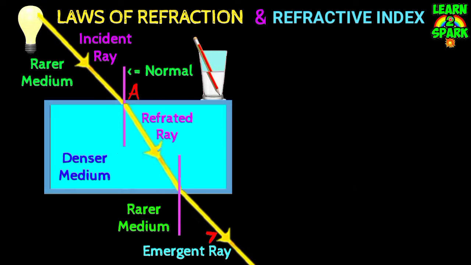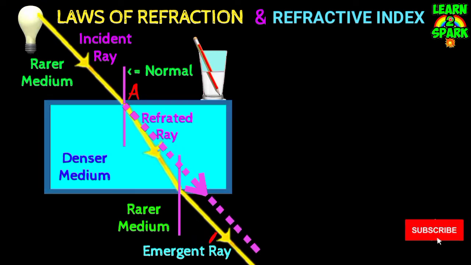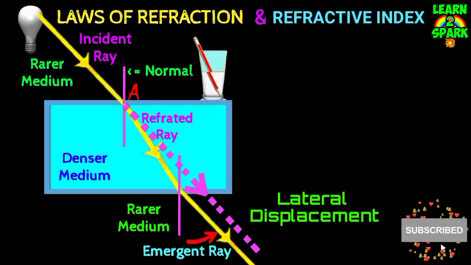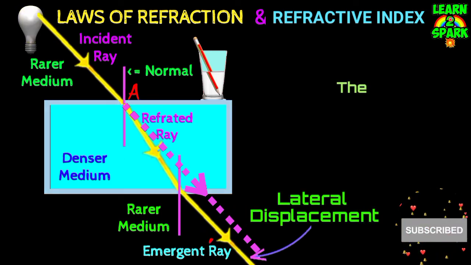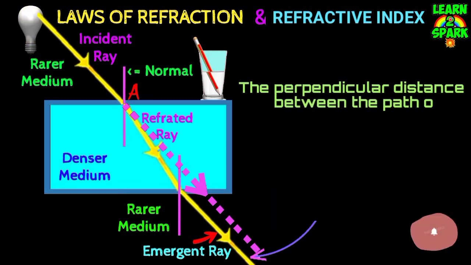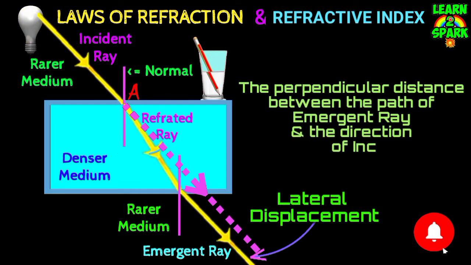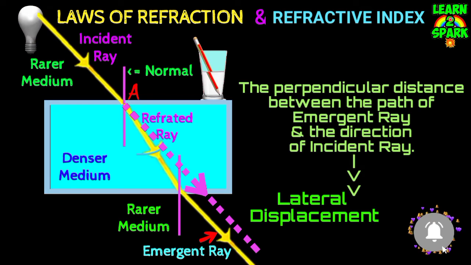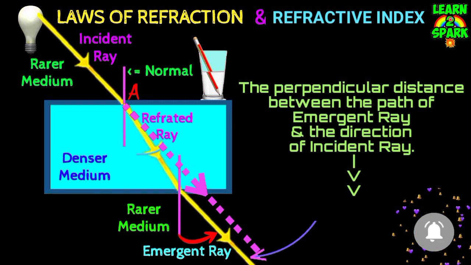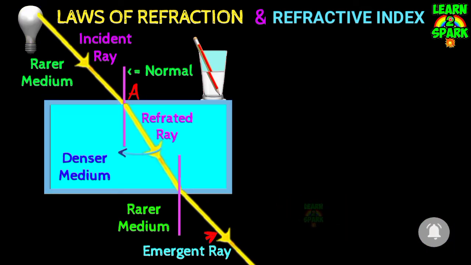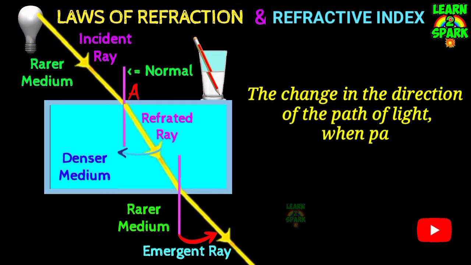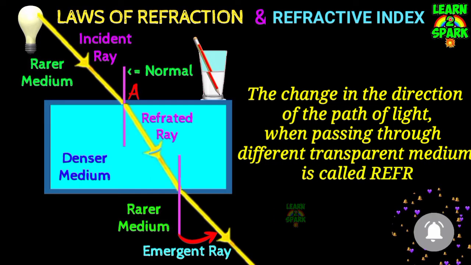Now we can clearly observe that light is being deviated from its path. This deviation is known as lateral displacement. It is the perpendicular distance between the emergent ray and the path of the incident ray. Therefore, we can finally say that the change in the direction of the path of light when passing through different transparent media is called refraction.